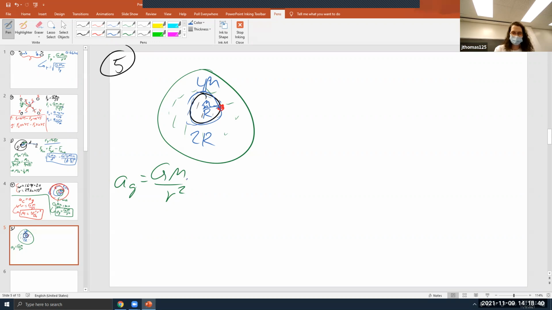So I'm going to write that right here. We're doing G times the mass that's enclosed over r squared. For this problem, our mass that's enclosed is just big M. They tell us explicitly. So for part A, our acceleration due to gravity is just G times big M over our distance big R squared. That's it. Everything there is given.